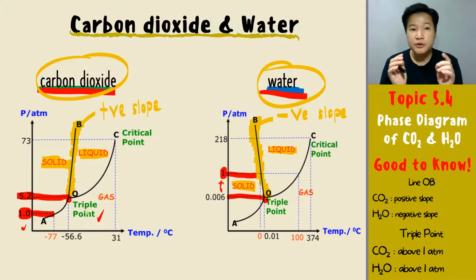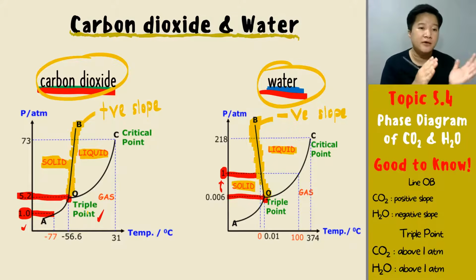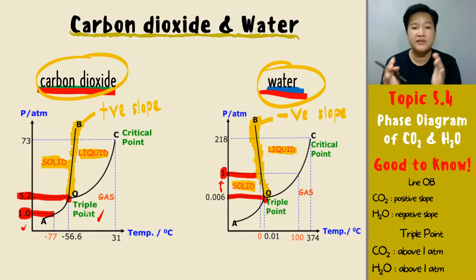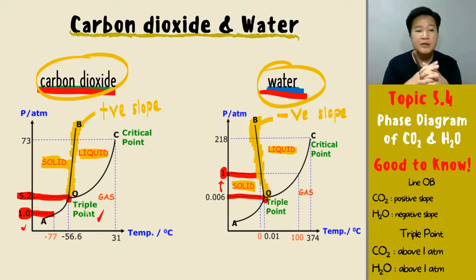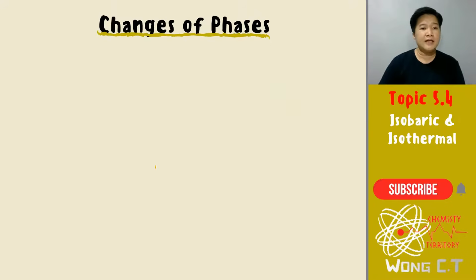Make sure you can draw the phase diagram and make sure you understand why we have these 2 differences between the phase diagram of carbon dioxide and the phase diagram of water. Make sure you know how to explain. And that's it about the phase diagram for carbon dioxide and water. Next, we will be going into the changes of phase.